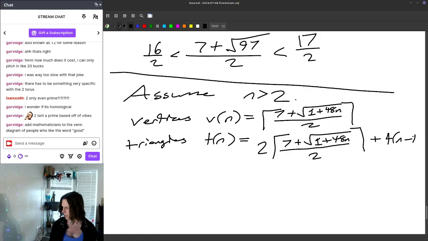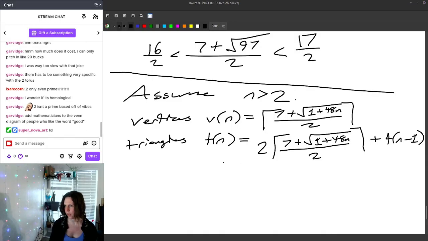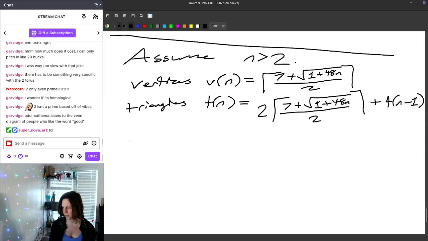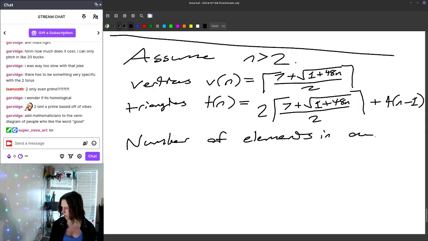Oh yeah. Yeah, things are good. Things are good when I like them. Yeah. So okay, here are the 2 formulas that we have apparently. All right. And so the number of elements in our partial Latin square.